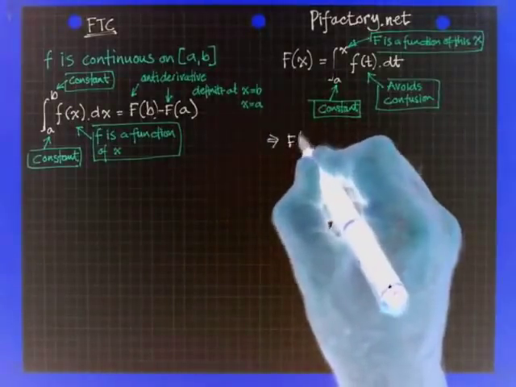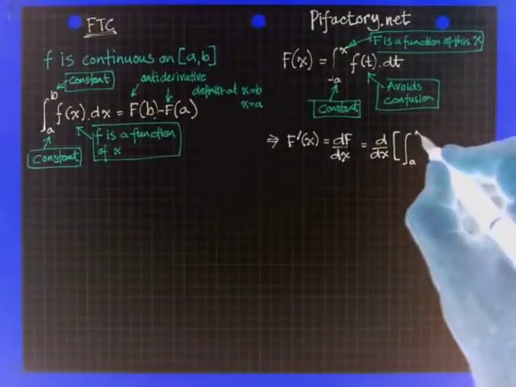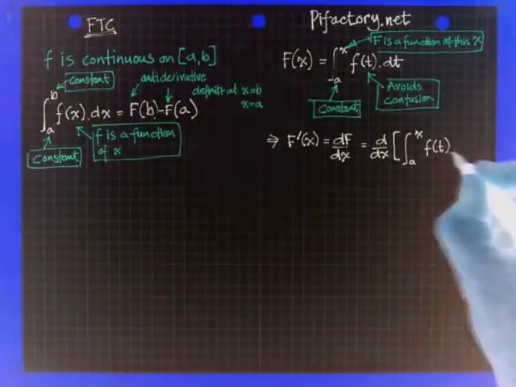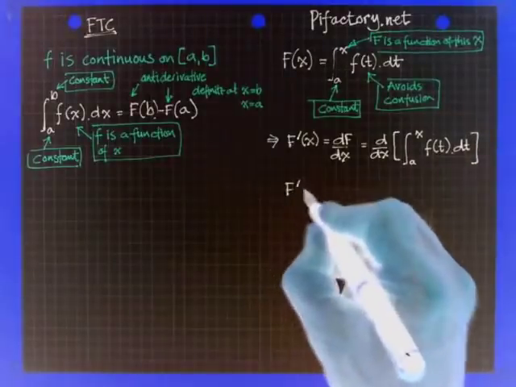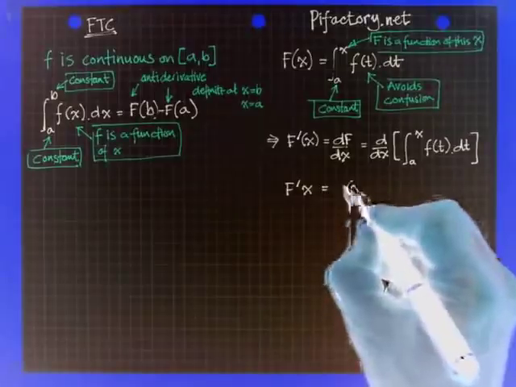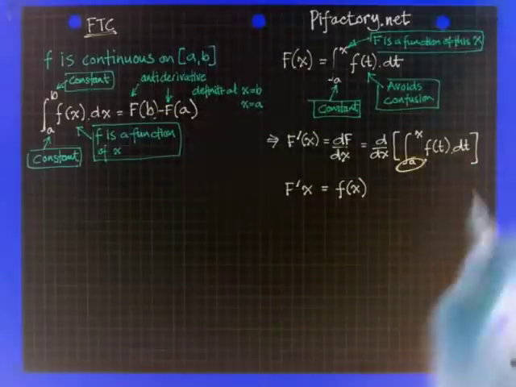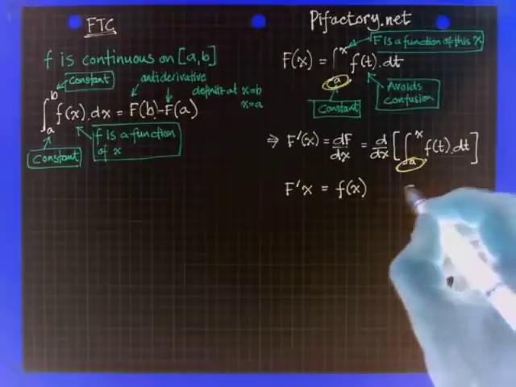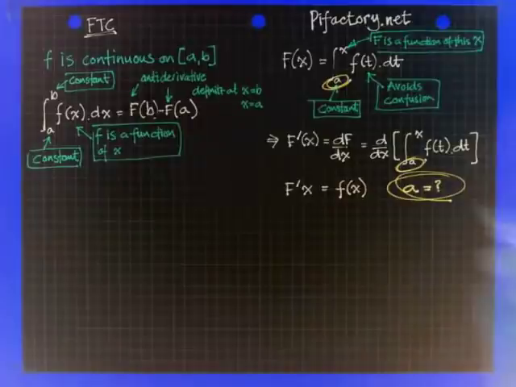Now let's just look at F prime. The derivative of the antiderivative is just going to be the derivative of the integral of f of t dt between a and x, as we're writing out here. And F prime of x is just going to be f of x. But what about this a? It doesn't seem to appear anywhere. Where does it go? Do we need to think about it a bit more?